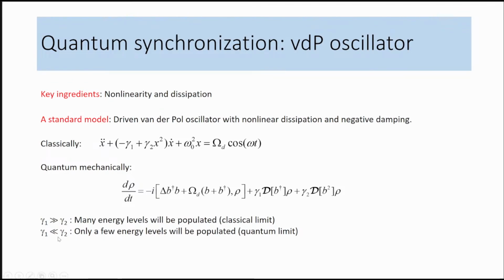And when gamma 1 is much smaller, that means you are dissipating more energy via the B square term, the gamma 2 term here. Only a few energy levels will be populated. Then it can be considered as a low temperature limit.